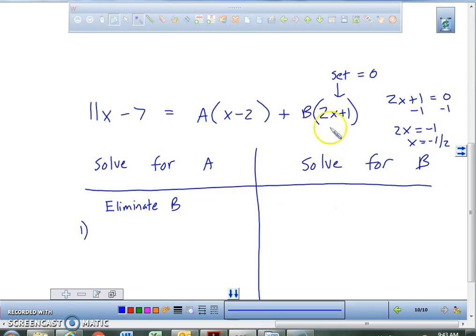Now watch what happens when I plug in. If I plug in right here, if I plug in a negative 1 half, 2 times a negative half is a negative 1. What's negative 1 plus 1? 0. And now we don't have any B's, do we?